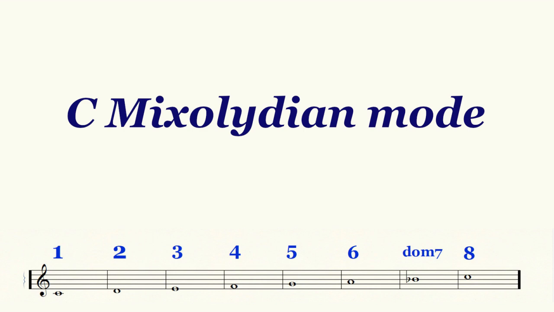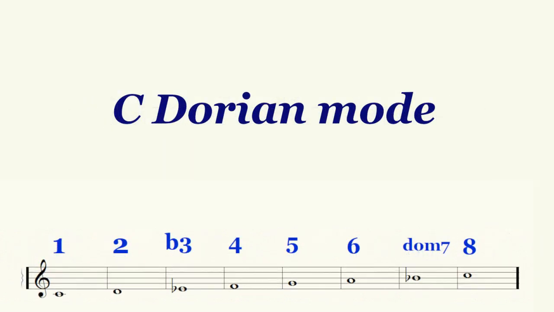Now let's review and listen to C Mixolydian. Remember that this is the C major scale, lowering the 7th degree. Now let's hear how it changes as we flat 3 to turn it into Dorian.